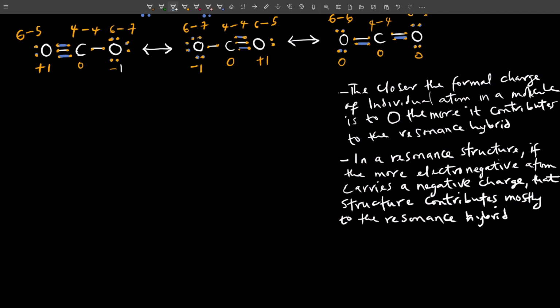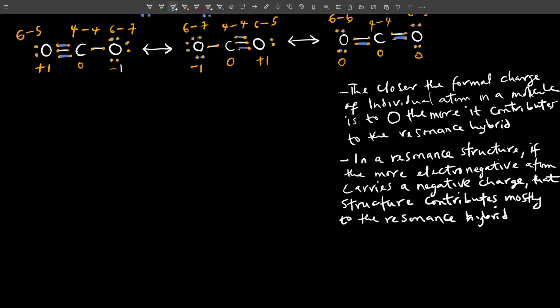So take for example, we have two atoms, let's say we have carbon and we have nitrogen. We know fully well that nitrogen is more electronegative than carbon, right? So if a negative charge is found on nitrogen, because the negative charge is found on a more electronegative atom, the resonance structure that negative charge is found in will what? Will contribute mostly to the resonance hybrid. That's the rule.